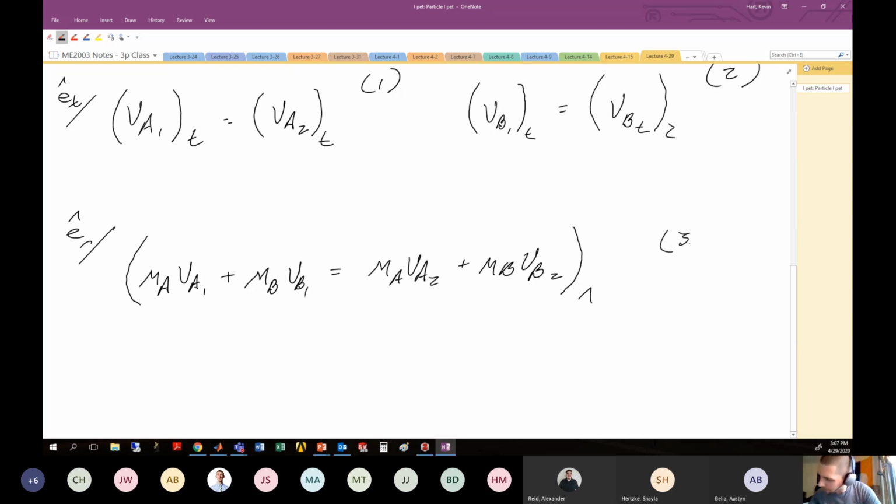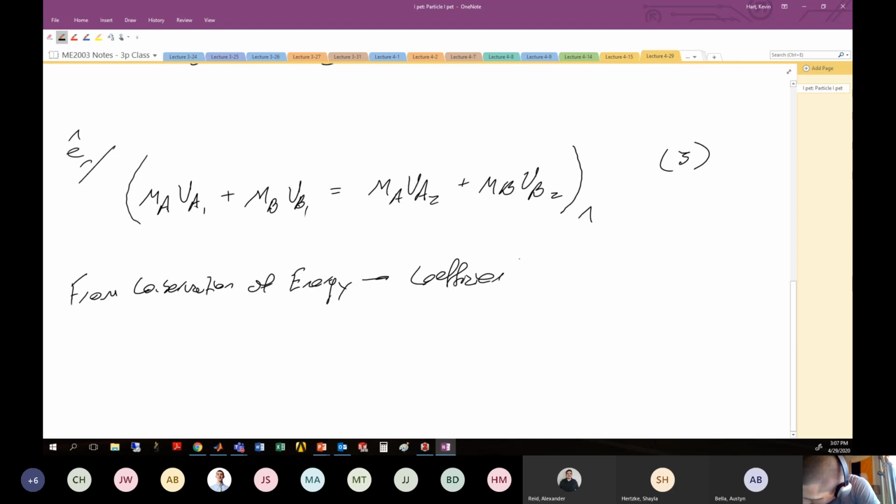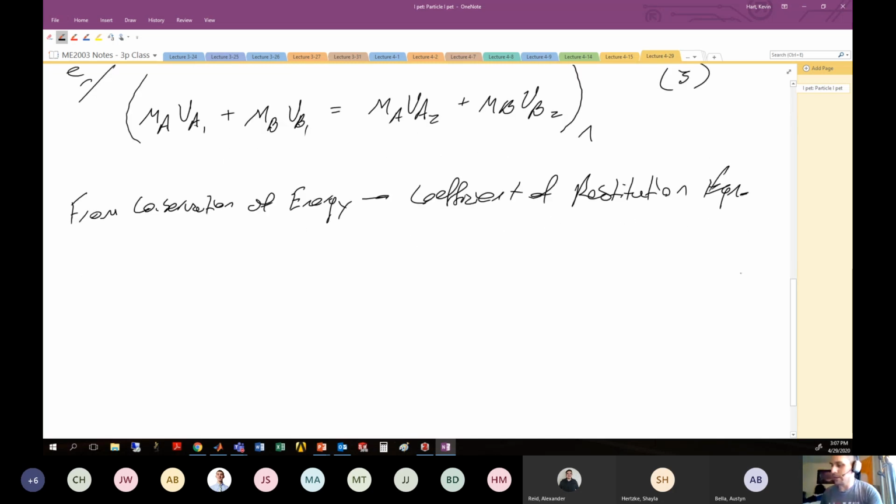All right, so this was equation 3 for us. And then the fourth comes from conservation of energy. We have the coefficient of restitution equation. And for coefficient of restitution, we use the variable little e.